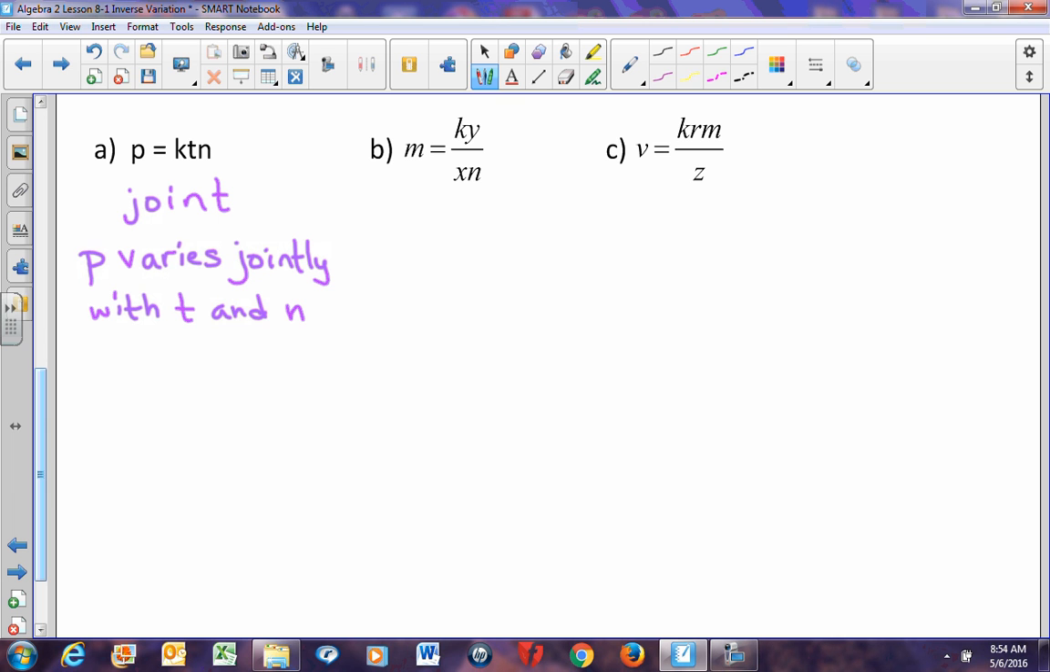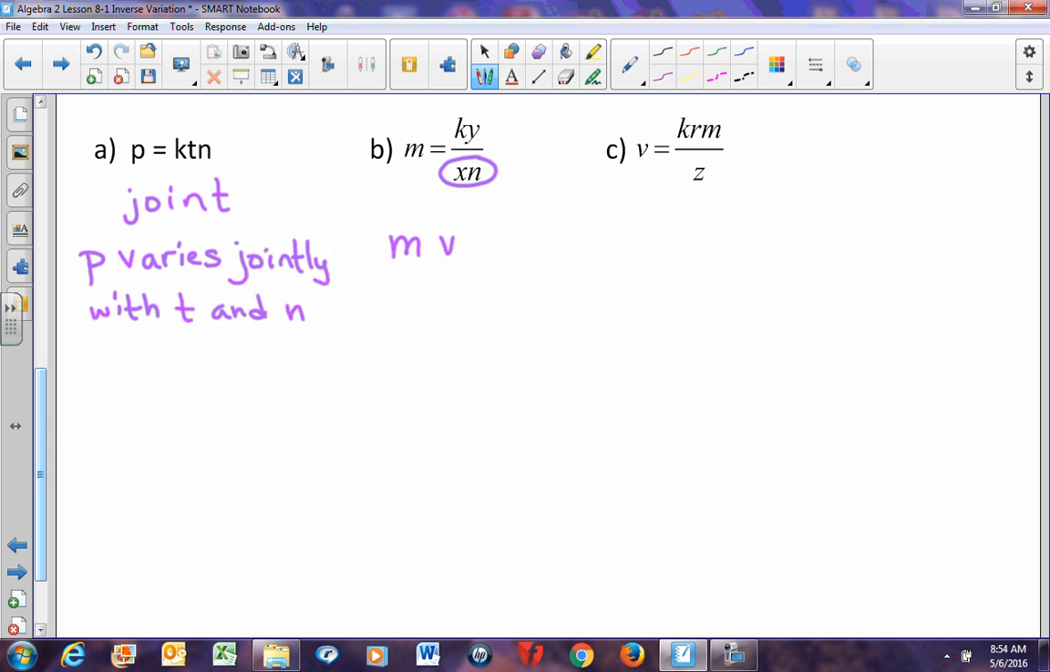P varies jointly with T and N. The second one, M equals KY divided by XN. So, M varies directly with Y, but inversely with X and N, and those are multiplied together, so that would be M varies jointly with Y and inversely with the product of X and N.